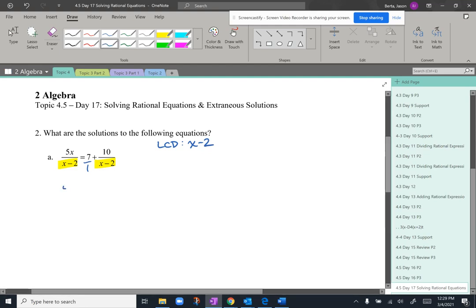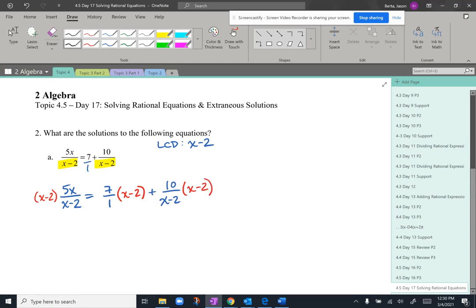Next thing I want to do, I'm going to rewrite the equation and multiply each term by that least common denominator. So here on the left side of the equation, I'm multiplying 5x over x minus 2 by the least common denominator of x minus 2. Same thing with the middle term of 7. And same thing with the third term, 10 over x minus 2. Multiply that by the least common denominator of x minus 2.